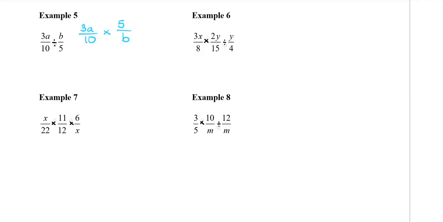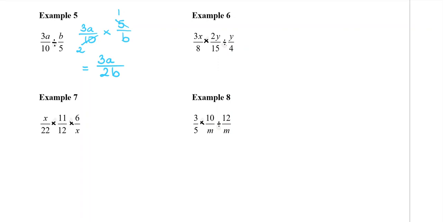You could type in the calculator 5 over 10 and you would get a 1 and a 2. Okay, timesing what's left. 3 times 1 is 3 and the a. On the bottom we have the 2 and the b, and that's it.